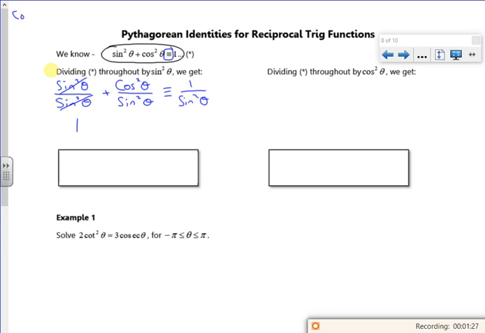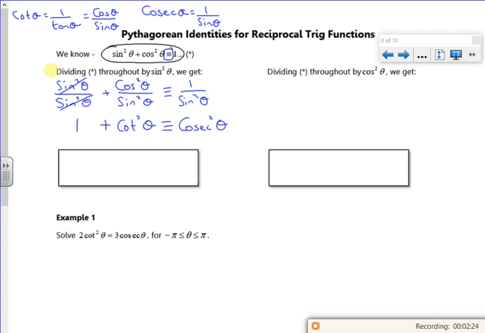I know that cot theta is 1 over tan theta. And I know that tan theta is sine theta over cos theta. So cot theta is cos theta over sine theta. So cos squared theta over sine squared theta will be cot squared theta. I know that cosec theta is 1 over sine theta. So 1 over sine squared theta, and if you imagine a bracket around the 1 over sine theta, all squared, it's the same. So that's going to be cosec squared theta.